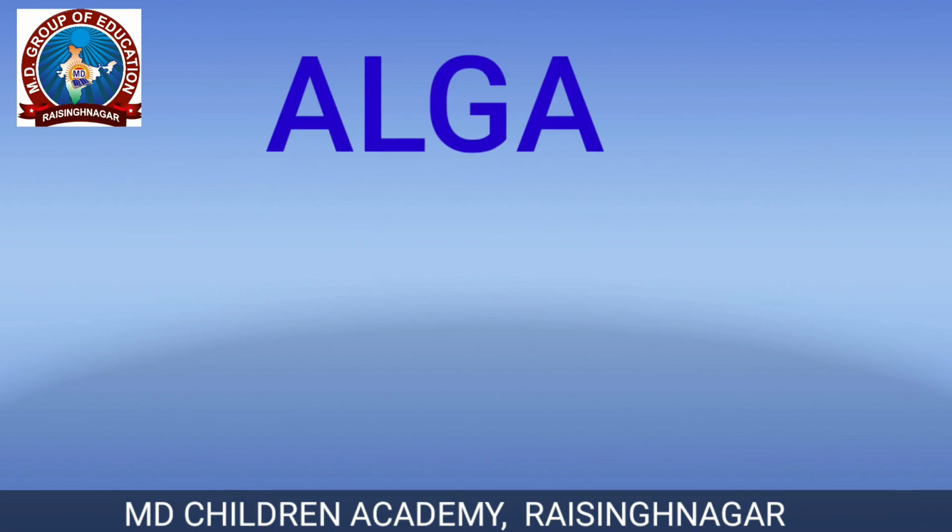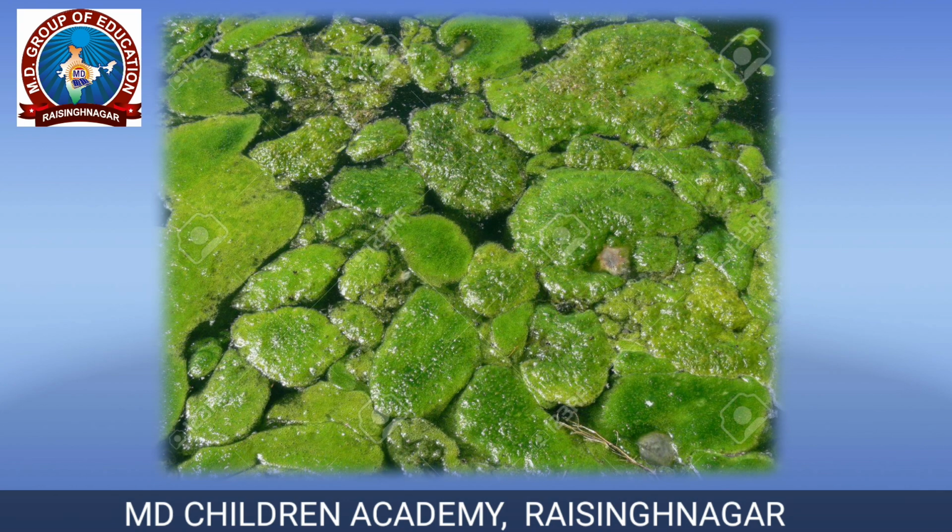The single celled organism is named alga. Alga is a single celled organism that lives in stagnant water. These are green in color due to the presence of chlorophyll. As you know, what is the purpose of chlorophyll? Chlorophyll helps to synthesize food. That means, like plants, algae can also synthesize their own food.